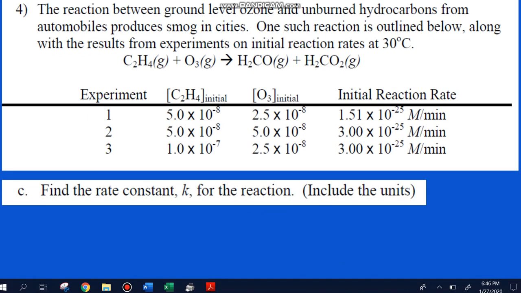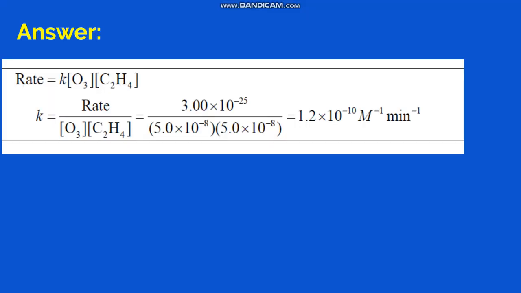So the last one here is to find the rate constant, K. So this is just going to fill it in and making sure that you're going to get the right units. Just using experiment 2, you can see here that you just fill in the given information for the molarity of each and then simply put in your units.